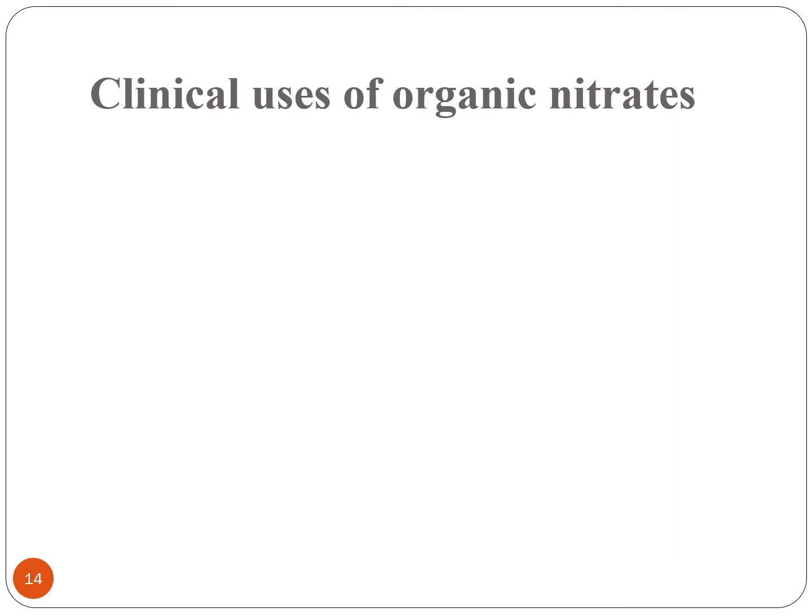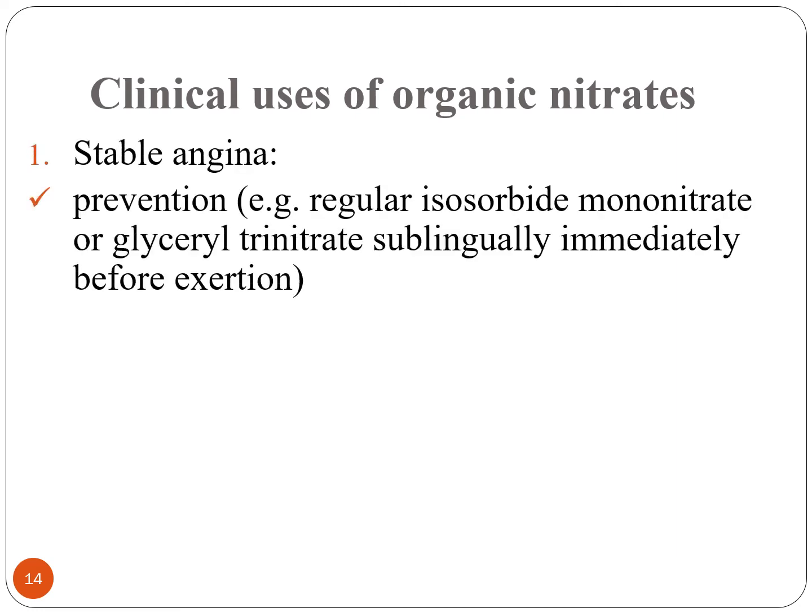Now we'll talk about the clinical uses of organic nitrates. First, for stable angina, as we mentioned, this is either to provide prevention by regular isosorbide mononitrate daily dosage or by glyceryl trinitrate, nitroglycerin, sublingually immediately before exertion. That means if the patient is expected to be moving, has increased activity, and is afraid of getting an angina attack episode, they can take it prophylactically, either an isosorbide mononitrate tablet or sublingual glyceryl trinitrate before exertion, and thus we prevent the anginal episode.